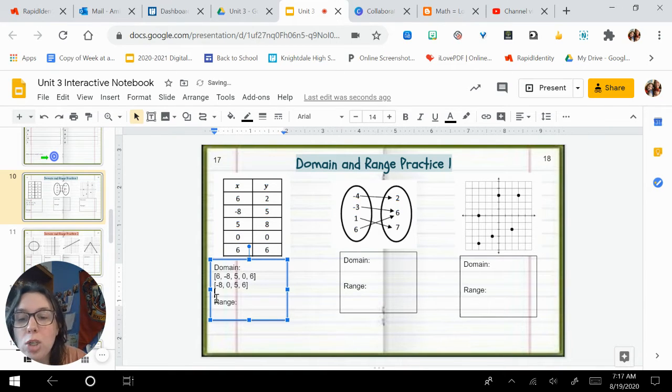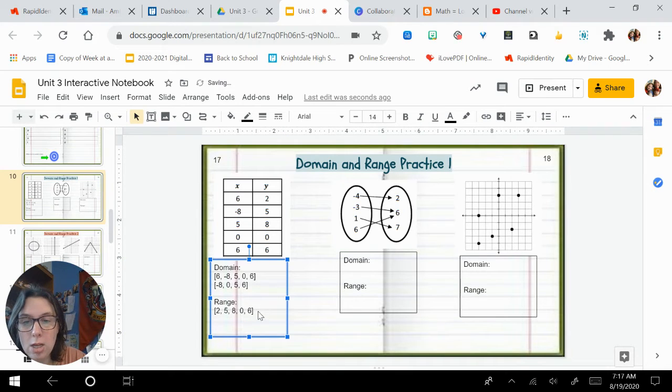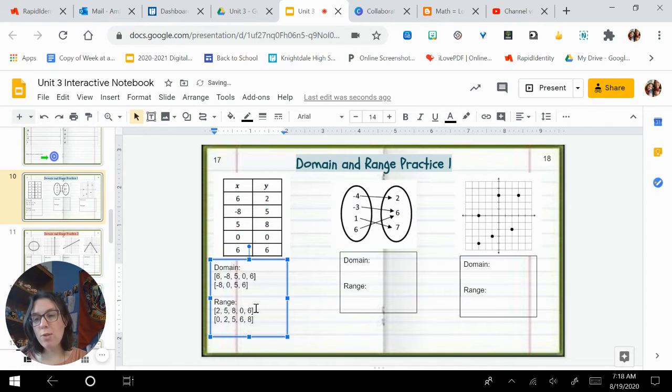So then my range would be my y values. And so that would look like this: 2, 5, 8, 0, 6. Now if I wanted to put it in numerical order, it would look like this. There we go. So in numerical order, it would be 0, 2, 5, 6, and 8. Okay, so that is an example of a discrete domain and range, because this is not something that goes on forever. It has a start point and an end point.